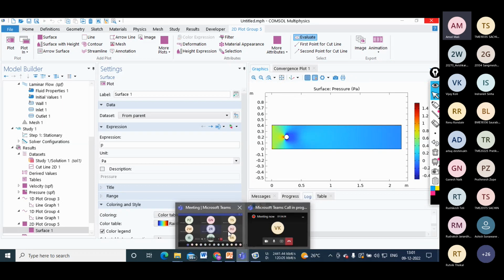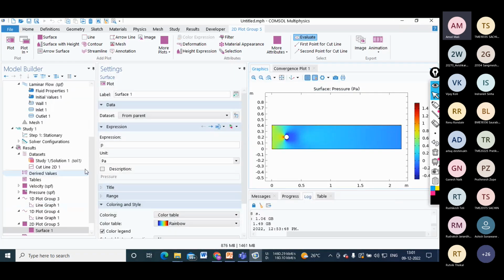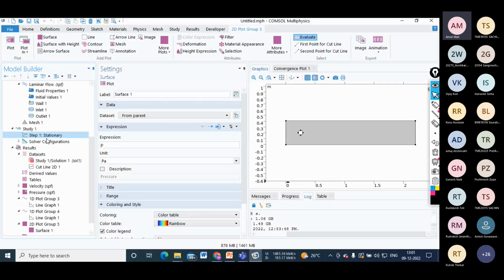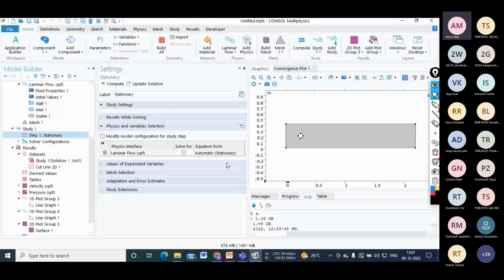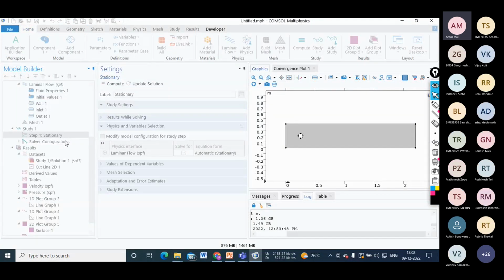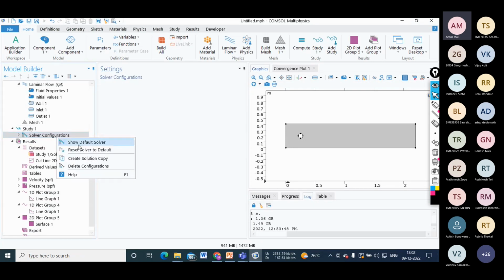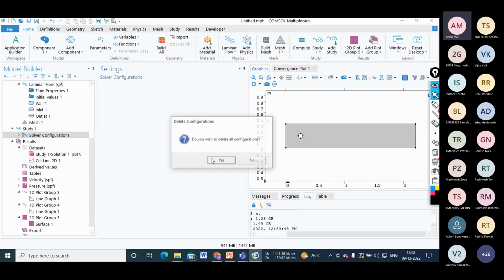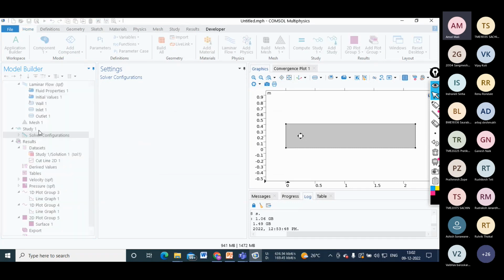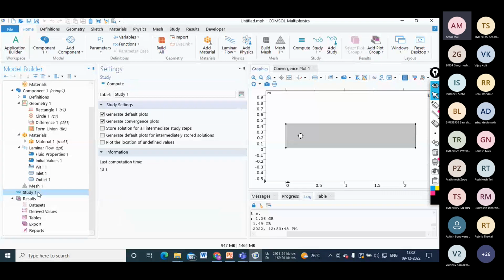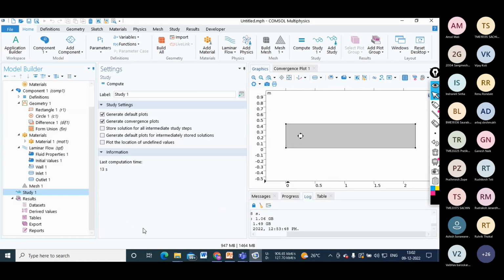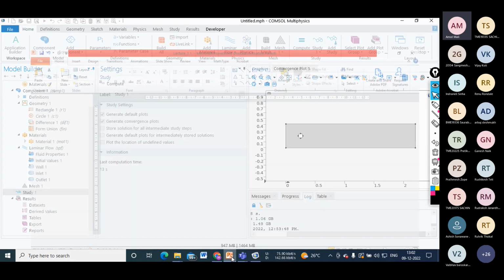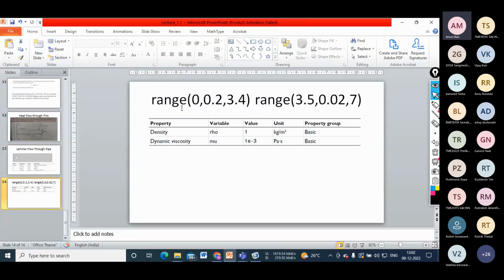Okay, one more thing you can do: you can solve this problem by using time dependent study. In time dependent, what will happen? I will delete this stationary study. I will take 5 more minutes. And we'll add the time dependent study. In time dependent, with respect to time the pressure and velocity will change. So in study I will take time dependent, and here I will give the time range.